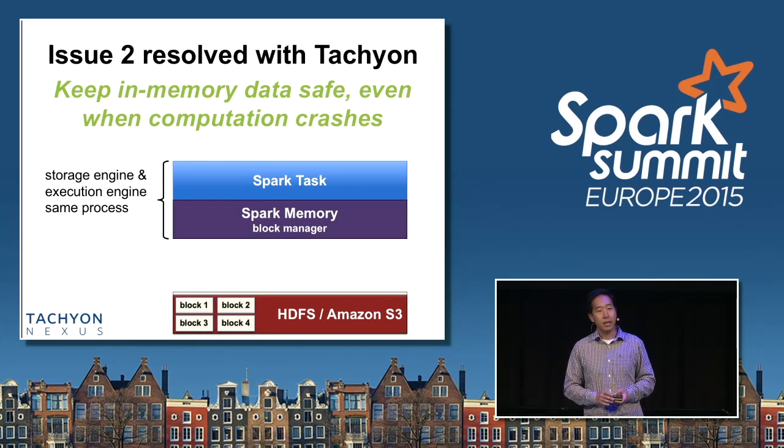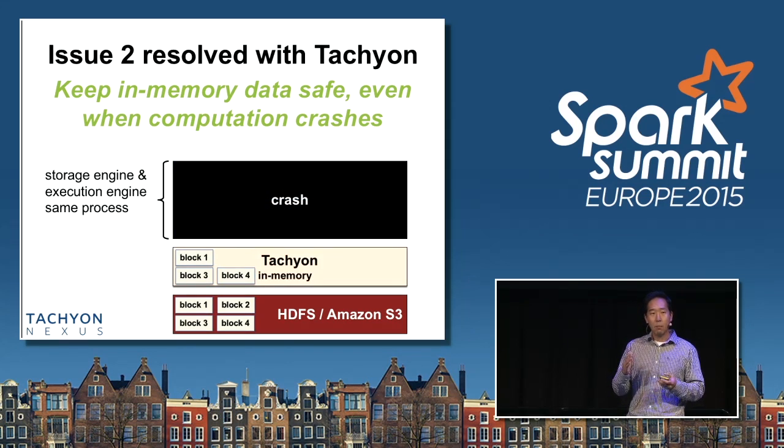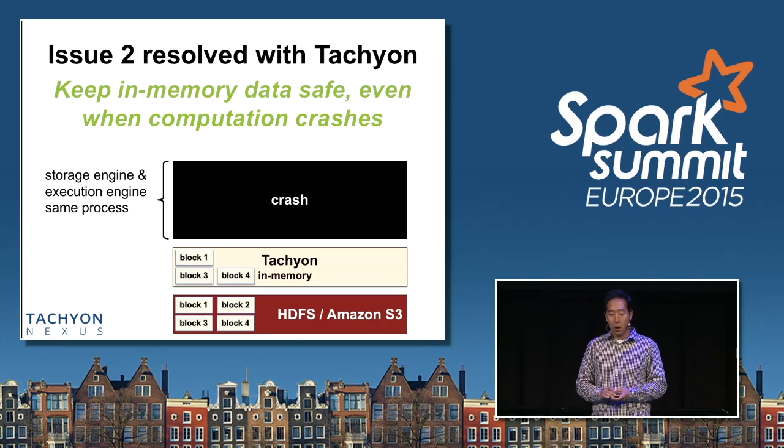So Tachyon can solve this situation because it's a layer between the computation and the storage. Even if the computation crashes and you lose that in-memory cache, the data is actually in Tachyon instead. By doing it this way, it separates out the computation and storage in terms of fault tolerance, and the data can still be read at memory speed for the next job that needs to read that same data.